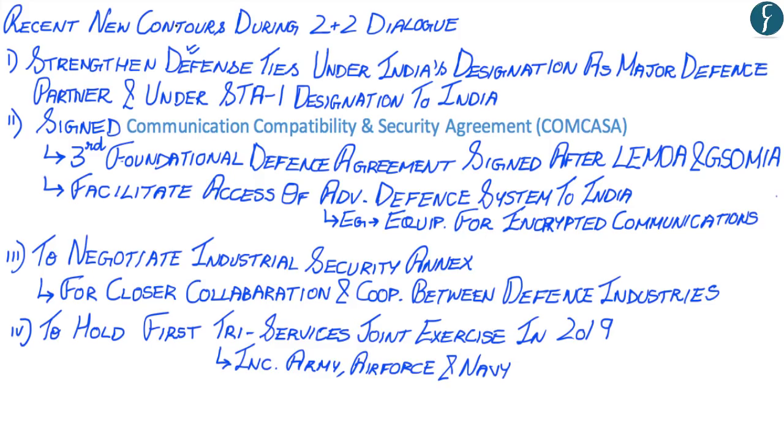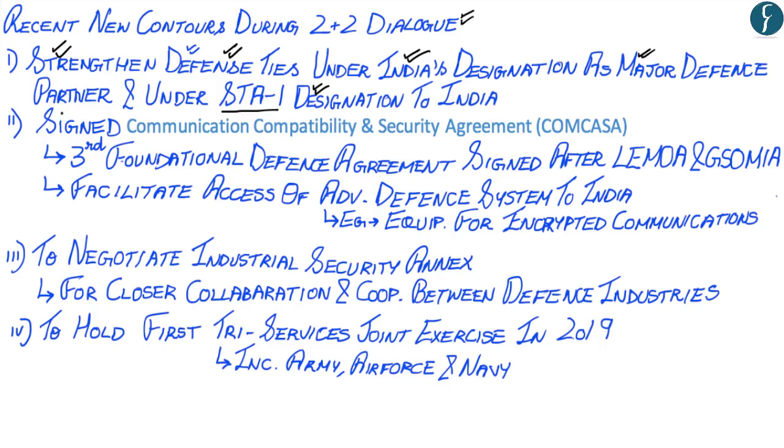So now hopefully you've understood the new aspects that have been agreed upon during the recent 2+2 dialogue between India and the United States, wherein both India and the United States would strengthen their defense ties, wherein India has already been designated as a major defense partner of the United States. Moreover, the United States has also given India the STA-1 designation, wherein the STA-1 designation would entitle India to license-free exports, re-exports, and transfer in defense items from the United States to India. However, the US government is yet to implement the STA-1 designation.